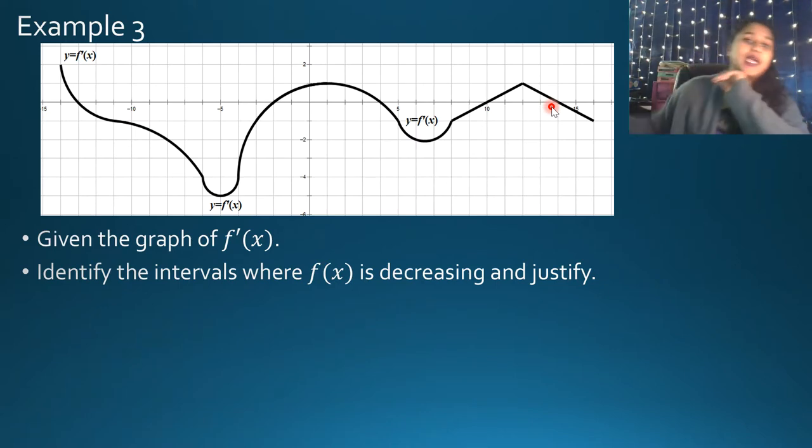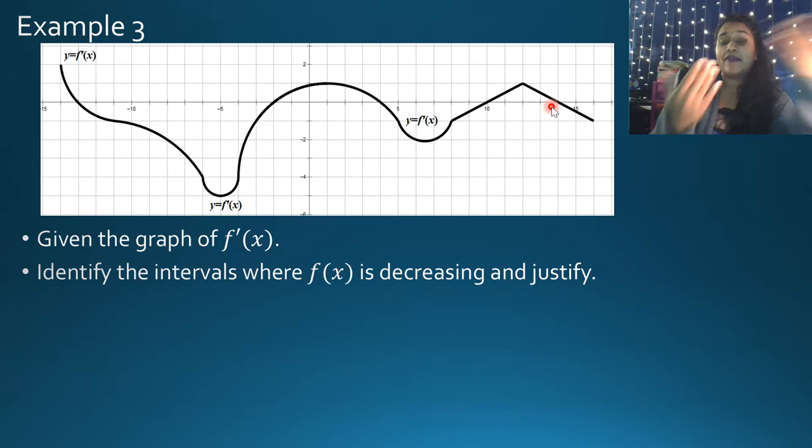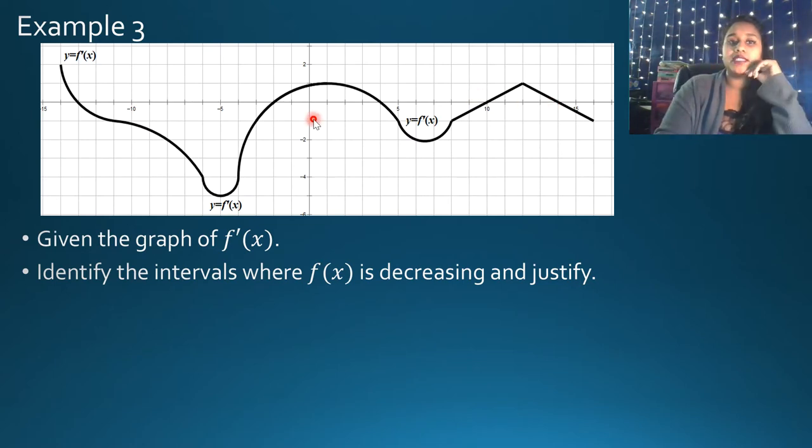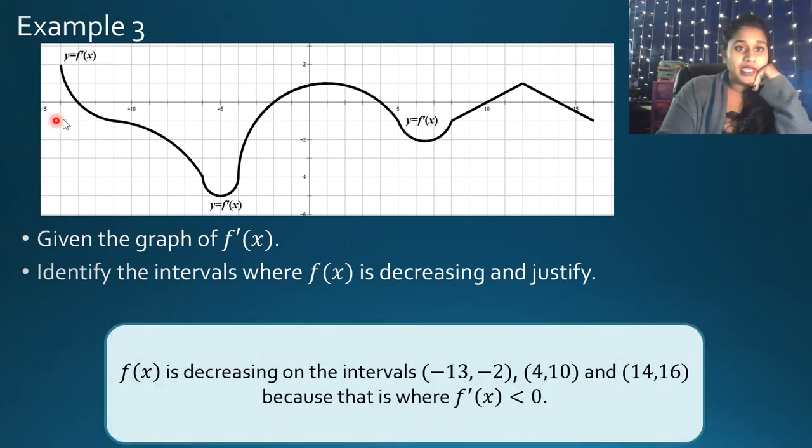My third question asks me where my function is decreasing. And so again, if my function was increasing, that was above the x-axis. If my function is decreasing, it's going to be where my derivative is below the x-axis. So there's one interval, and there's two intervals, and there's my third interval. And let's check. Negative 13 to negative 2, 4 to 10, and 14 to 16.